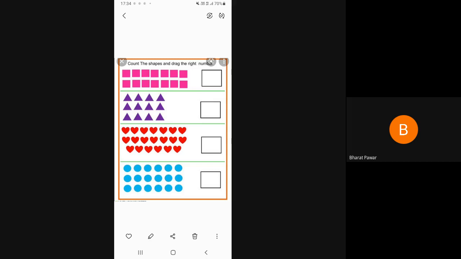1, 2, 3, 4, 5, 6, 7, 8, 9, 10, 11, 12, 13, 14, 15, 16, 17, 18, 19, 20. Yes, 20 heart shapes. Good boy. Next, Sanvi Gadge.